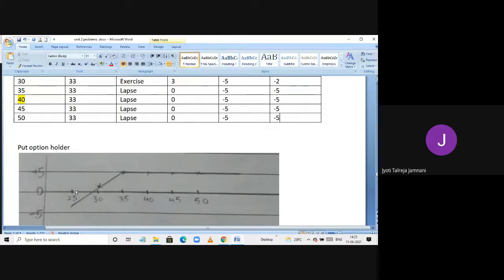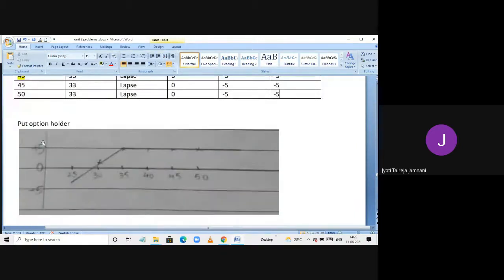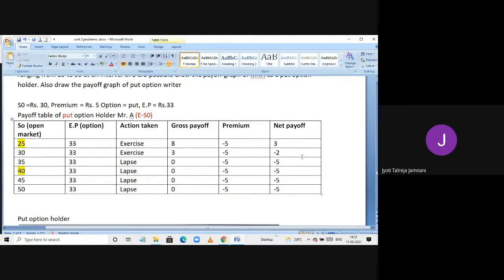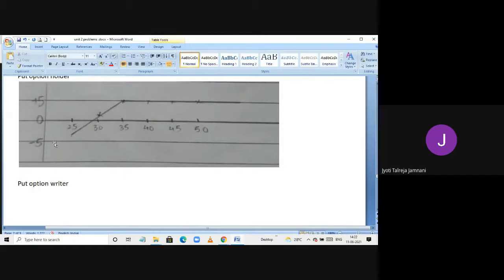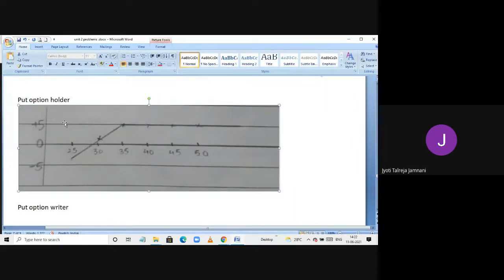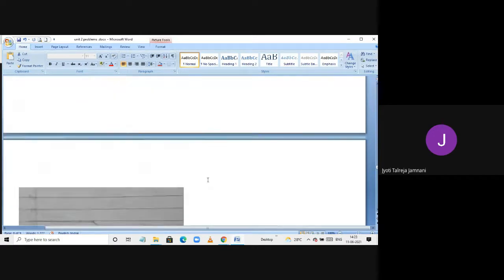See here, I take the prices 25 to 50 and plus 5, minus 5 for gain and loss. Now in the first case, when the price is 25, you gain 3 rupees. But see, it is taken in the loss quadrant. It should be taken here above. You're gaining 3 rupees, then you're losing 2 rupees. So 3, minus 2, then minus 5, minus 5, minus 5. So the graph should be a downward line, coming down like this. This is not the right one. It has to come down.